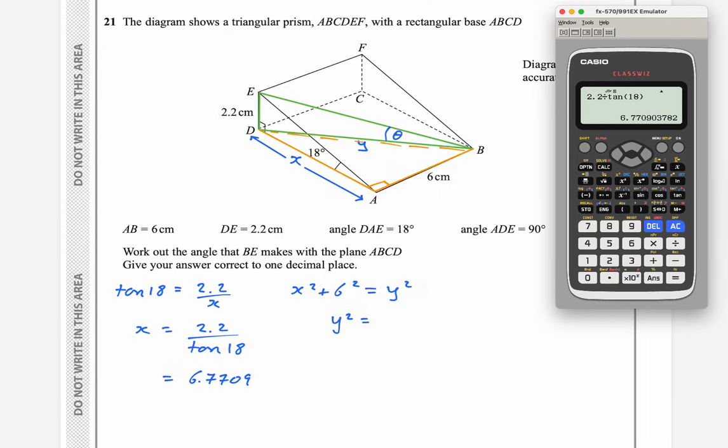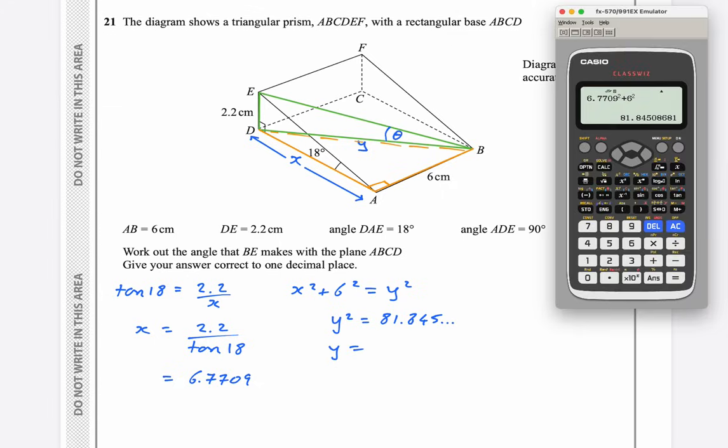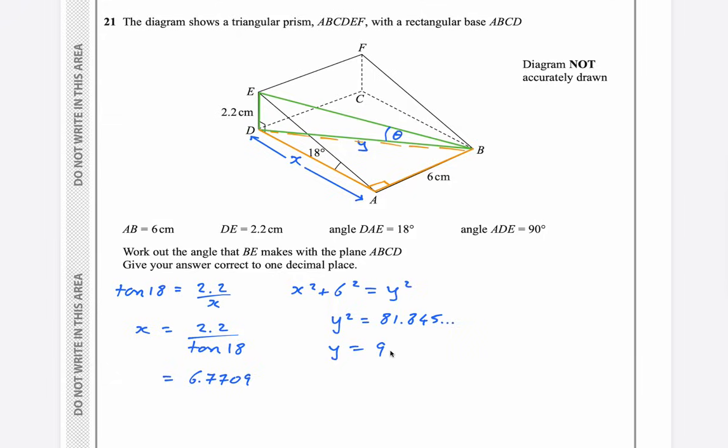6.7709 squared plus 6 squared is 81.845, dot dot dot, because I'm not just going to get the square root of the rounded answer. The square root of this gives me 9.0468. Okay, now I have y, and I have 2.2. So this question wasn't that bad, guys. It's not easy, but for question 21, it's not too bad.